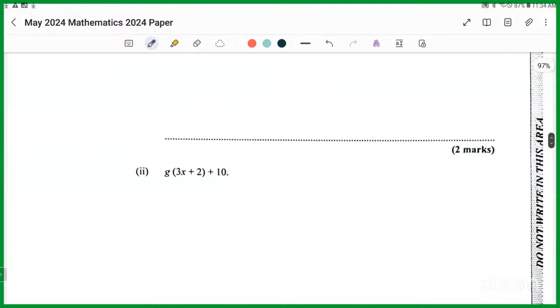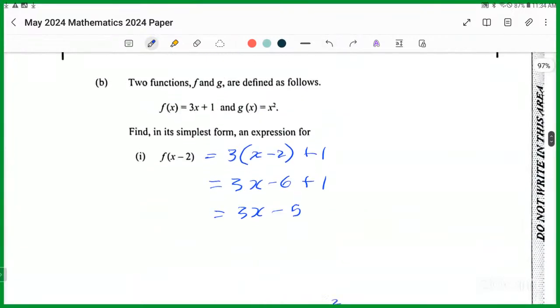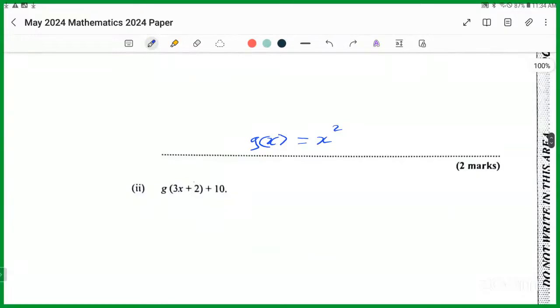Beautiful. Then I want g of 3x plus 2, plus 10. Let's recall what g of x is again. G of x, remember now, is x squared. So therefore, g of 3x plus 2 means I'm going to take the 3x plus 2 and put it there for the x. And then we'll add back the 10.